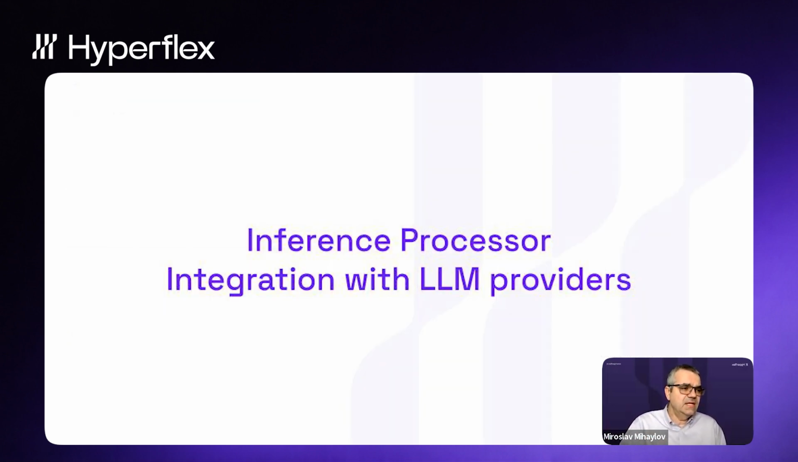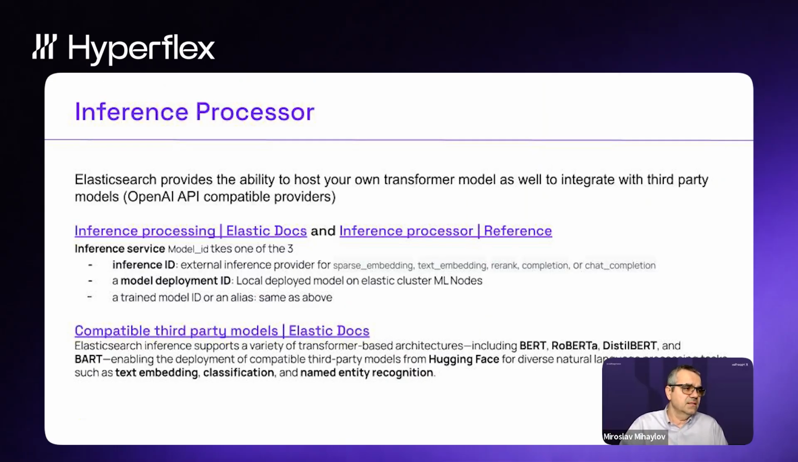Next, we'll introduce the inference processor and connect it with what we just talked about here, and integration with LLM providers. Elastic provides the ability to host your own transformer models on the ML nodes. Or you can also integrate with third-party models, as long as they're OpenAI API compatible.